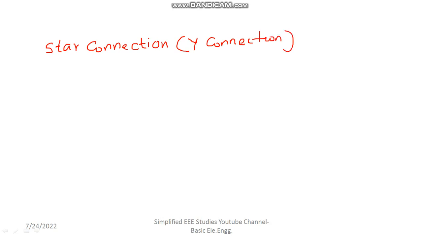First of all, please consider three coils. As you can see on the screen, I am going to deal with how to draw the star connection. It is also denoted by the letter Y connection. Like that you can write it. Let me change the color of the ink so that you can understand it properly.